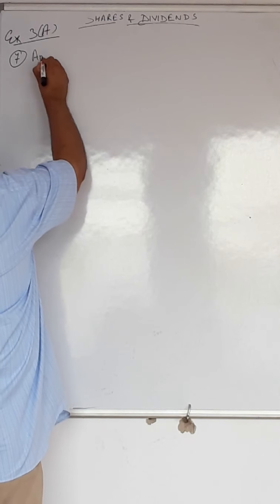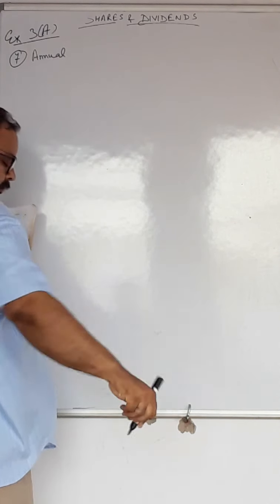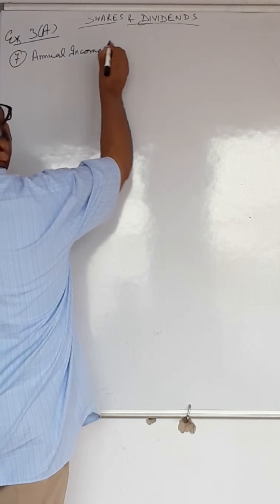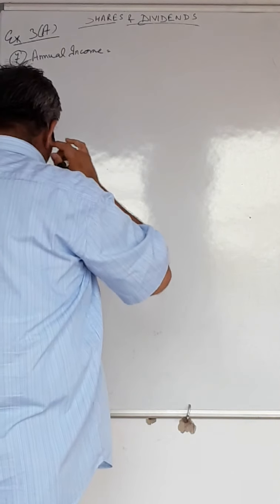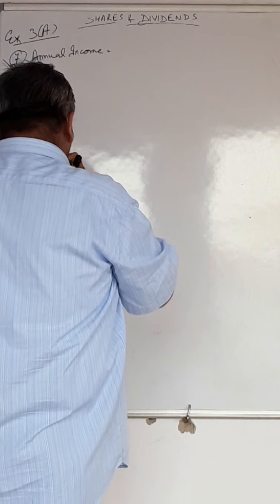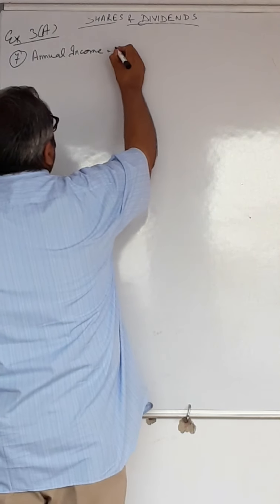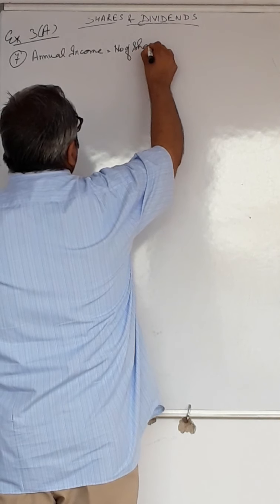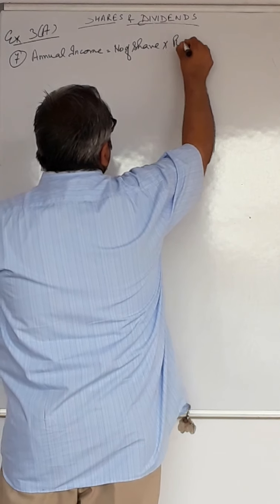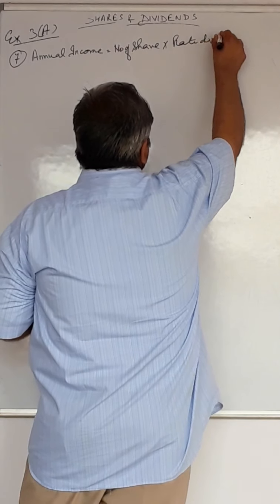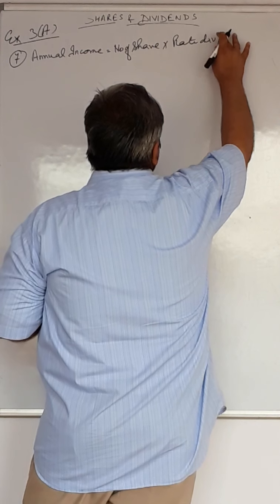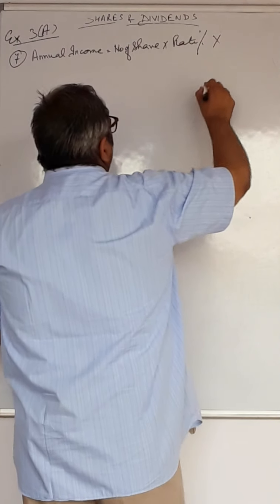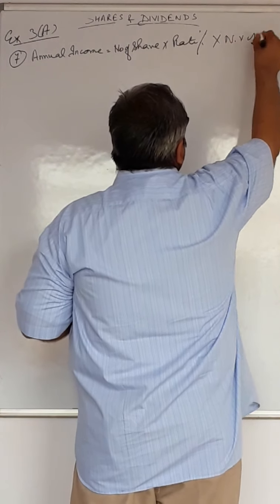Annual income is equal to number of shares into rate of dividend percent, rate of return into nominal value of one share.